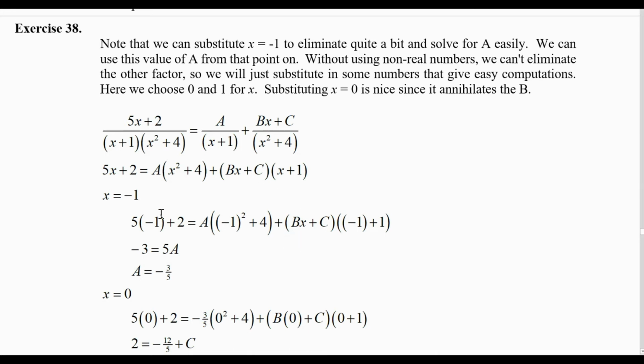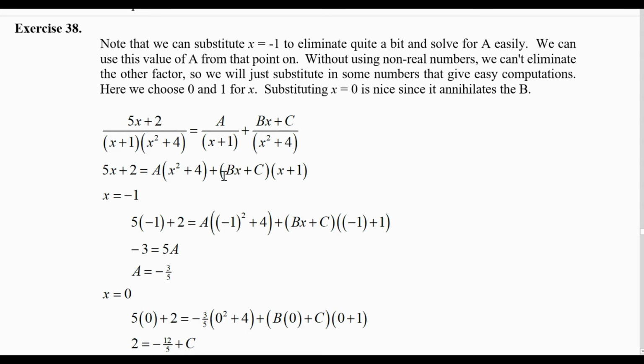Now it's not so easy to just eliminate the a here, although now we know what a is, because there aren't any real numbers that we can put in here to make this 0. We could use some imaginary numbers, i and 2i, but that gets a little messy. So it's best if we just stick with real numbers.